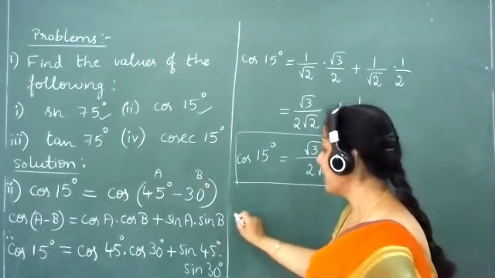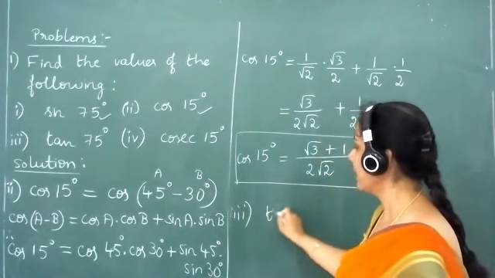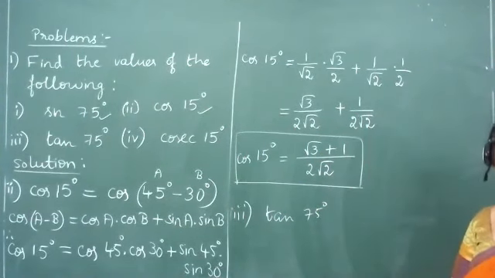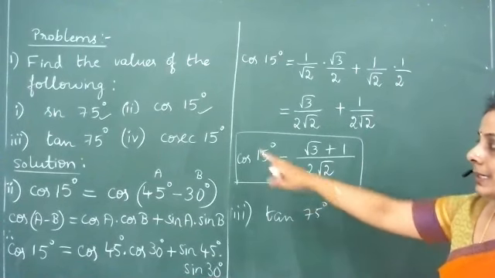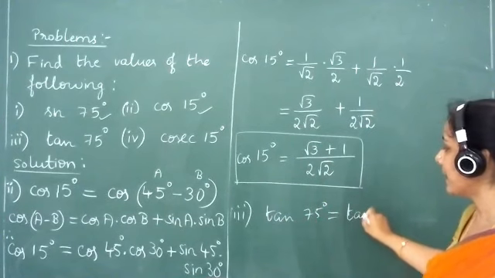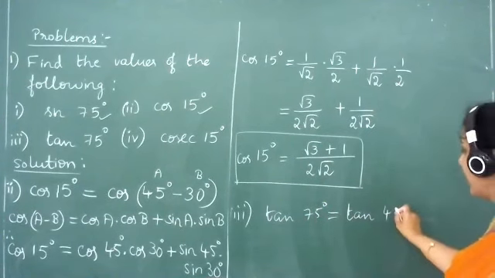Now similarly we will have to find out the third sub question, wherein we are supposed to find the value of tan 75 degrees. 75 degrees is already split for us, isn't it? In the first sub question we have sin 75 degrees. The angle is the same, only the ratio is different here. So we will use the same split. 75 degrees will be taken as 45 degrees plus 30 degrees.